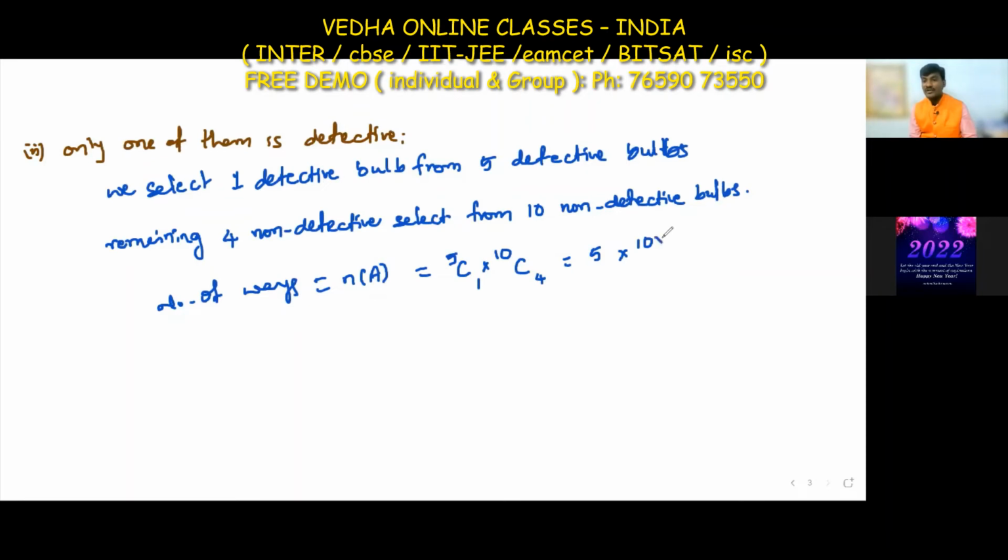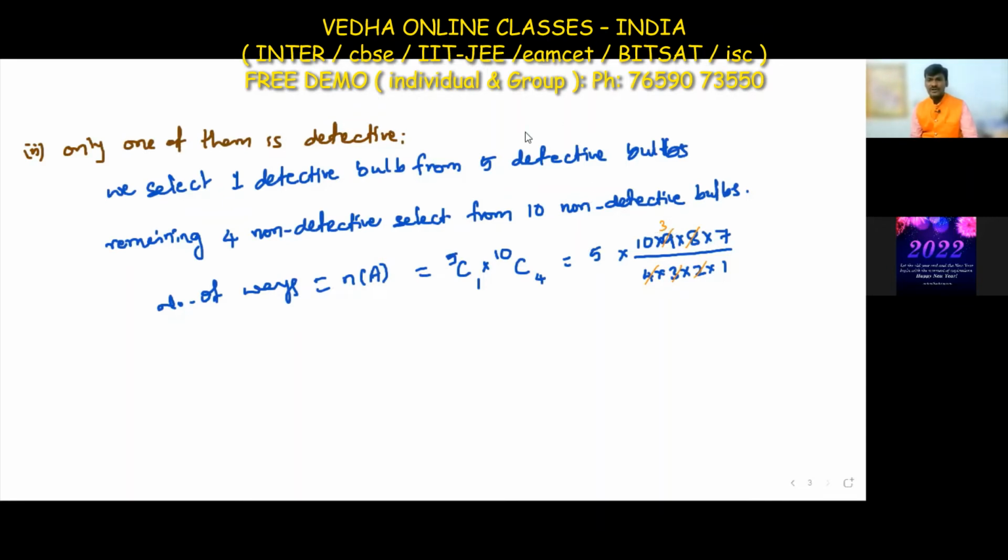10C4, already I told you the short form: write the 4 factors in descending order divided by 4 factorial. 10 into 9 into 8 into 7, 4 factors, divided by 4 factorial, 4 into 3 into 2 into 1. So 4 into 2 is 8, 8 cancel. 3 one time, 3 three times gets cancelled.